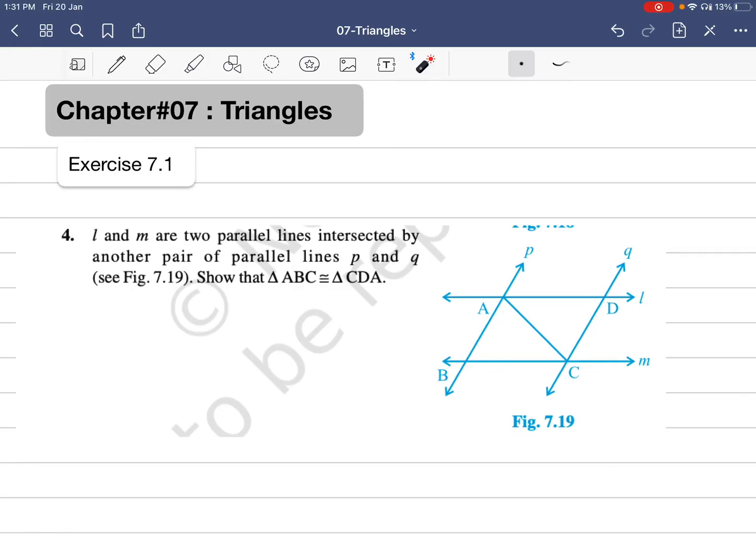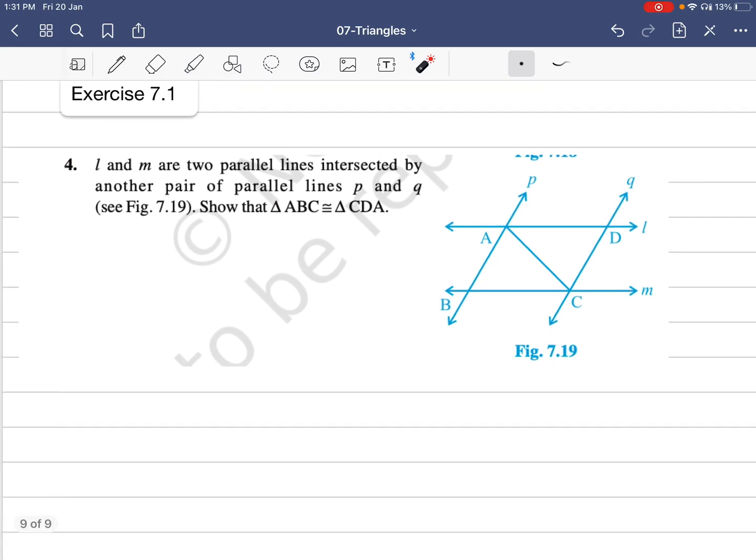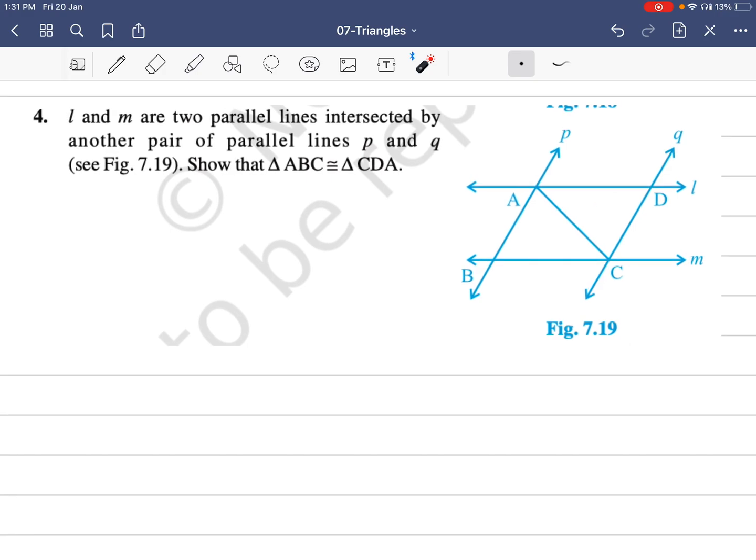So in this video, we're going to continue solving problems from exercise 7.1 and this is our problem number 4. So let's read what the problem says. Let me try to zoom in. Okay. So L and M are two parallel lines intersected by another pair of parallel lines P and Q.